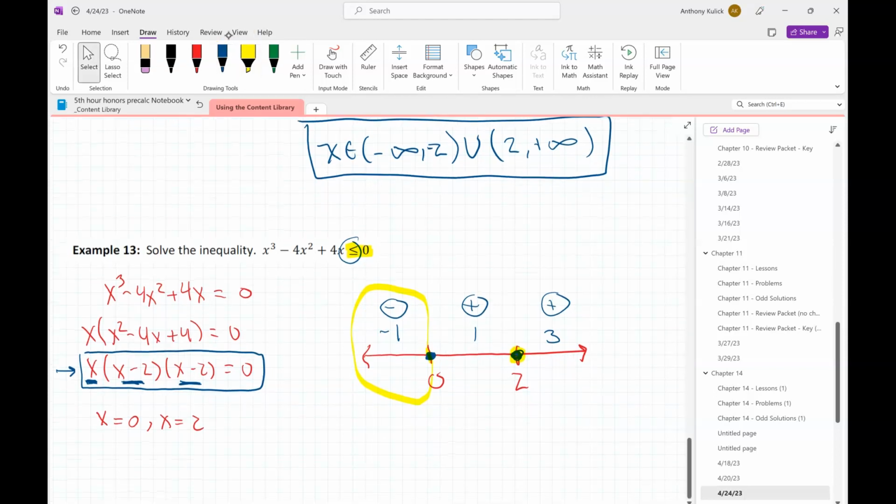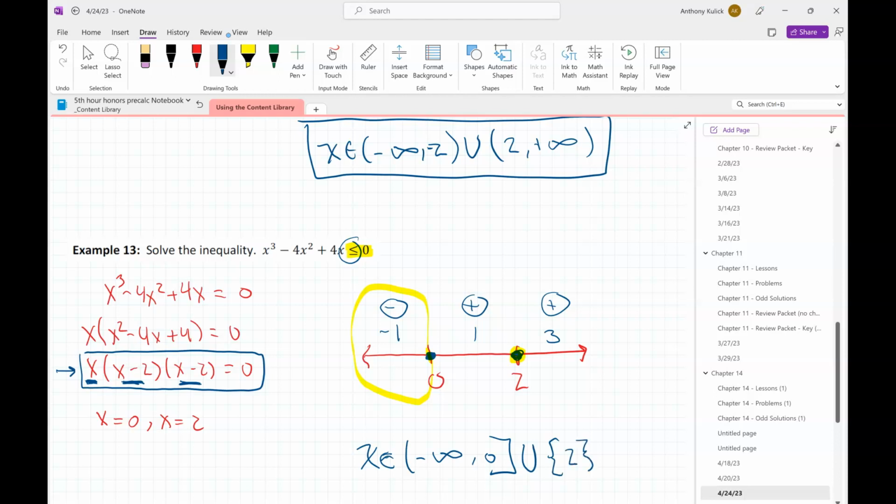And now you should say to yourself, Mr. Kulik, how do I write that? Well, you start the same way. So you do negative infinity to 0. Notice I'm using the bracket there because 0 is included. And then union, I also need to include the single number 2. 2 isn't an interval, so I just use the regular old set notation with the squiggly brackets.